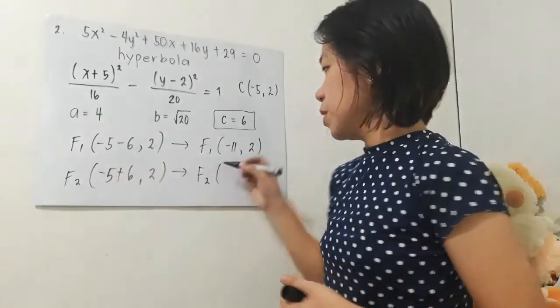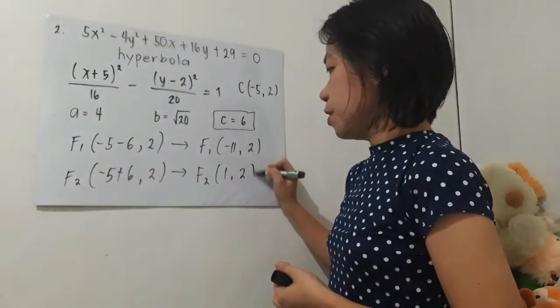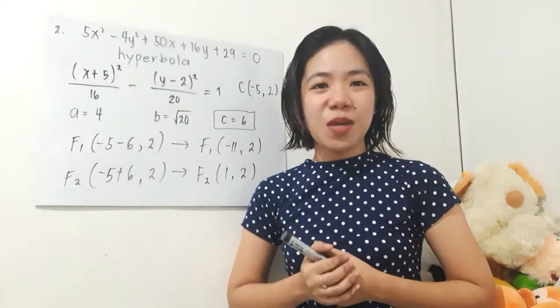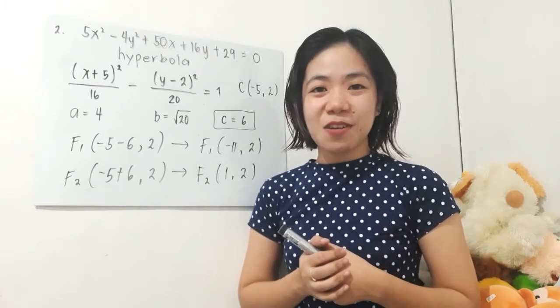6 minus 5. That is 1 and 2. So we already have the vertices and the foci. This time we may proceed in finding the equation of the ellipse.